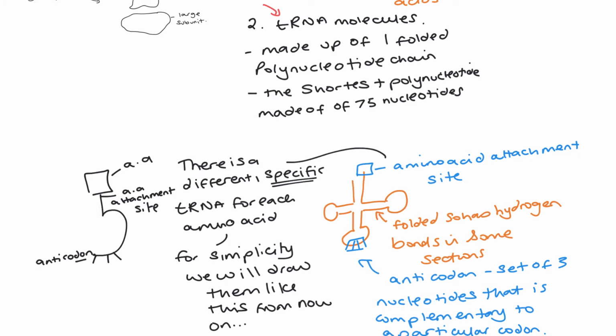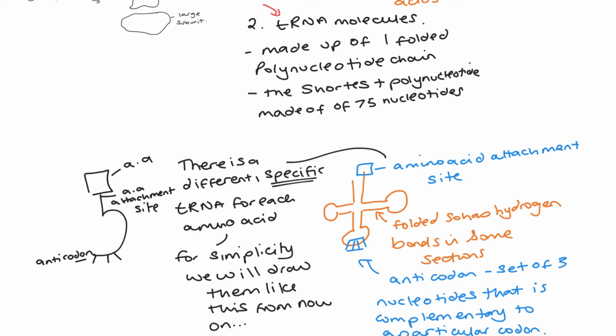Now, if we think about the important parts of the tRNA molecule, the first important part is this bit at the bottom here, which is called the anticodon. The anticodon is a set of 3 nucleotides that is complementary to a particular codon. And remember, a codon is a set of 3 bases on the mRNA. So it's this section that is going to bind the tRNA and the mRNA together via hydrogen bonds.